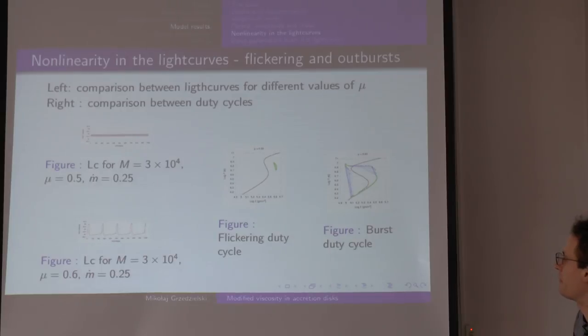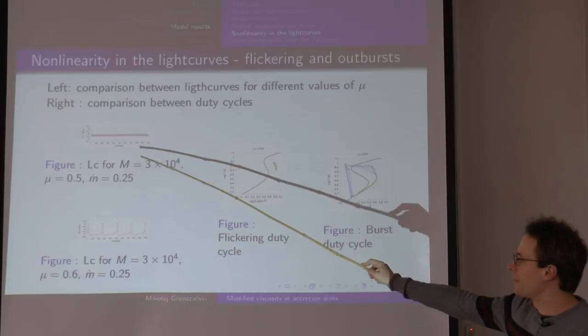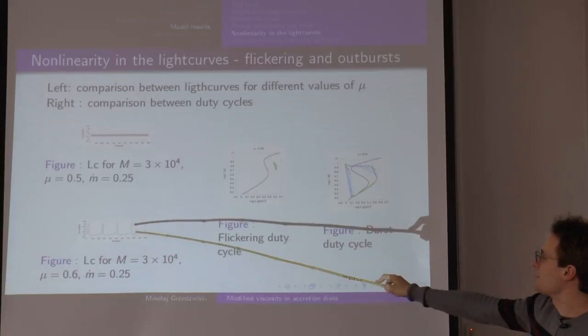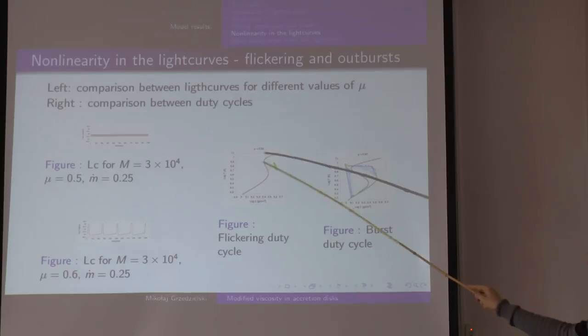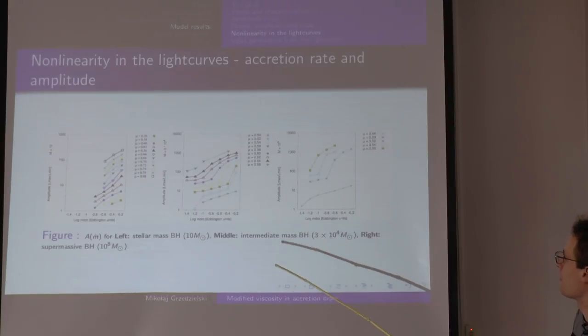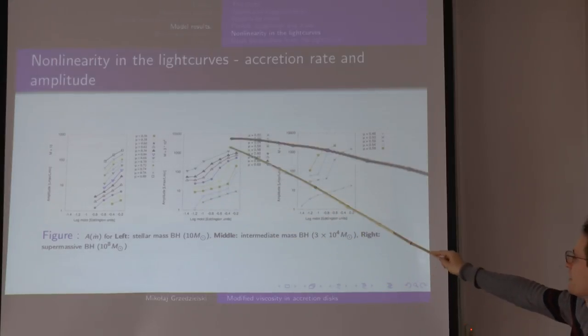Another interesting thing, about the conclusion, because I will speed up. This model is nonlinear, so we can get one type of light curve, called flickering, for smaller mu, with this sine shape, and a fast rise and exponential decay. The parameters change in different ways, so we have a nonlinear dependence between amplitude and accretion rate. You can see this kink here and here.